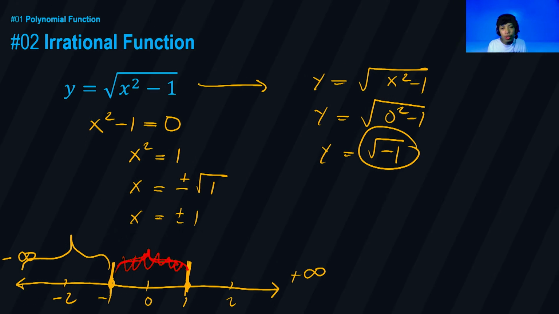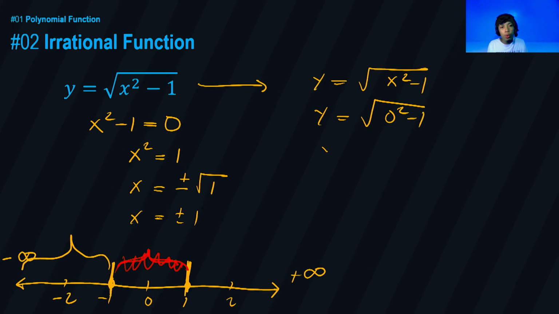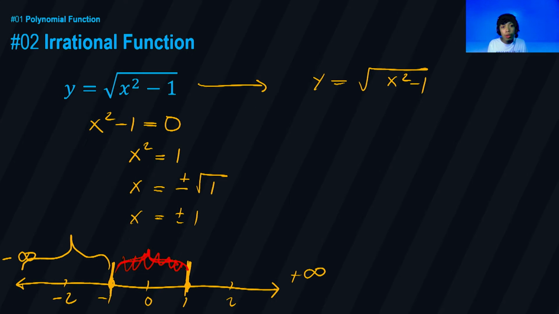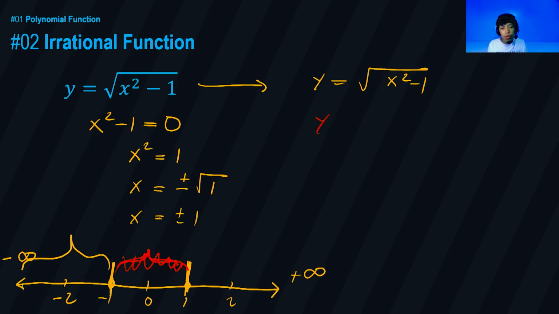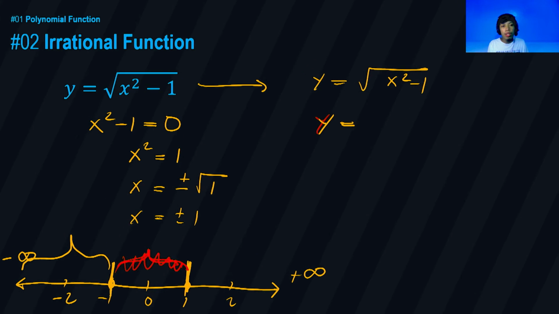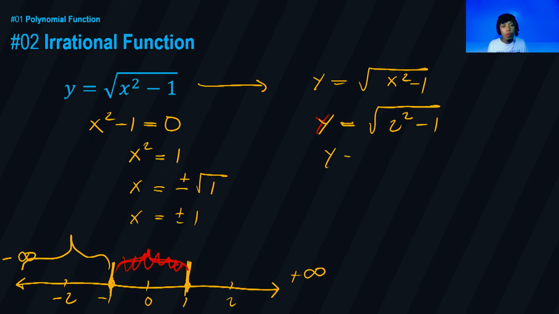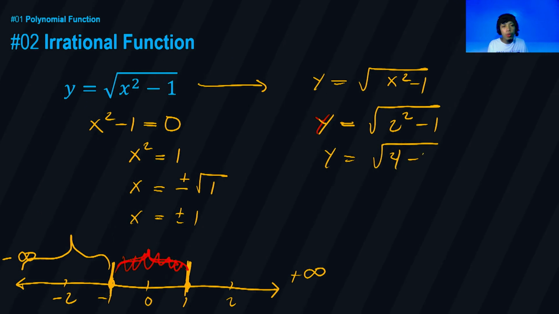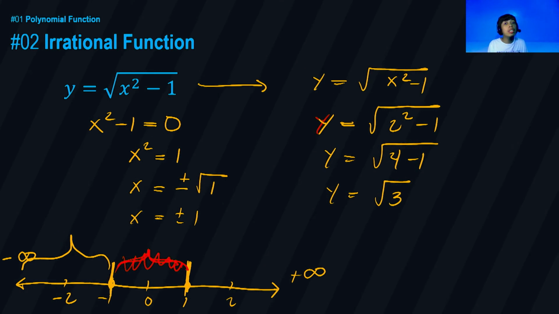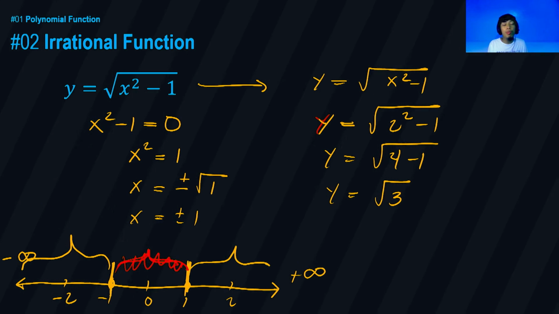How about this region here? Let me erase again. You would pick again a number on that region, any number at all. So we have here y equal to, let's use yellow, so you pick a number, say positive 2. You have here 2 squared minus 1. Y is equal to the square root of 4 minus 1. So this is y is equal to the square root of 3. Square root of 3 is a real number. So this region is also a permissible set of values of x.